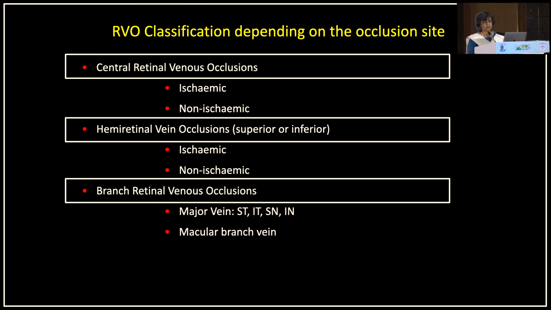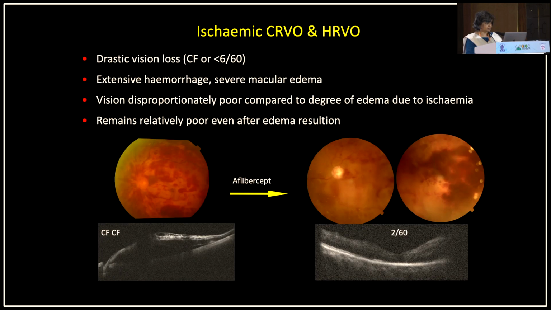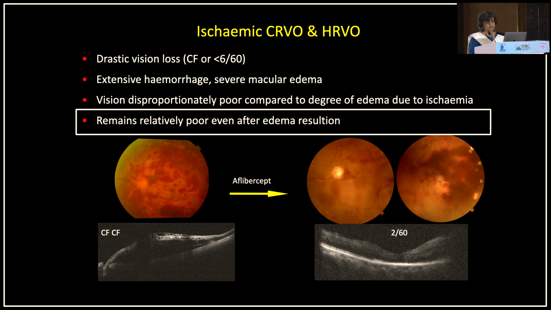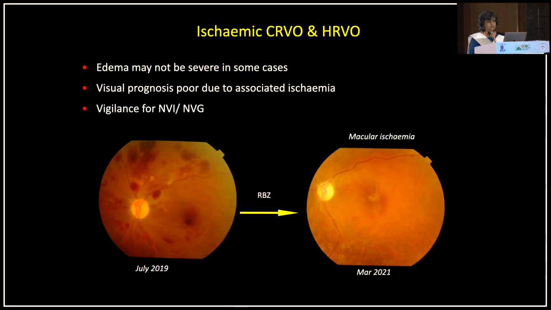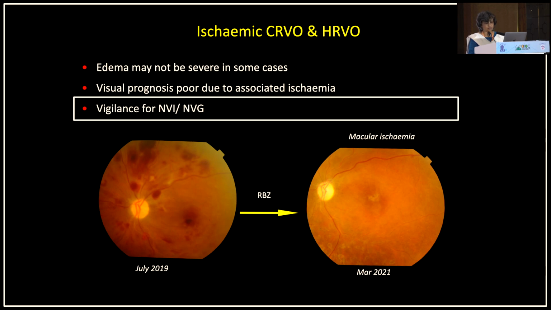These can be ischemic or non-ischemic, and the branch vein can be a major vein or a macular branch vein. Now, ischemic CRVO and HRVO are the worst in terms of prognosis. There is drastic vision loss, extensive hemorrhages, and the vision remains poor even after the macular edema has resolved with injections because of the ischemia. The edema may not even be severe, but still the vision is not good due to macular ischemia, and it requires extreme vigilance for neovascularization of the iris.